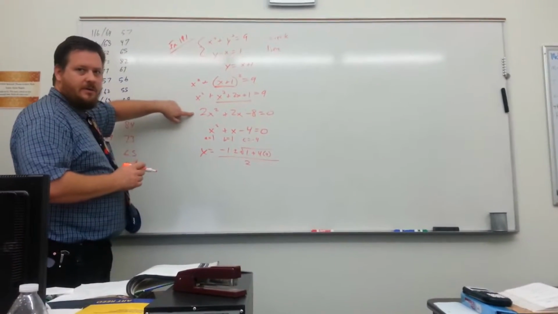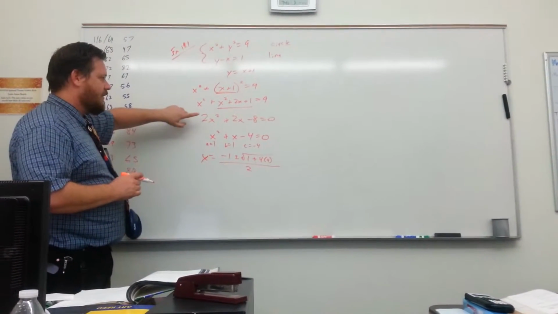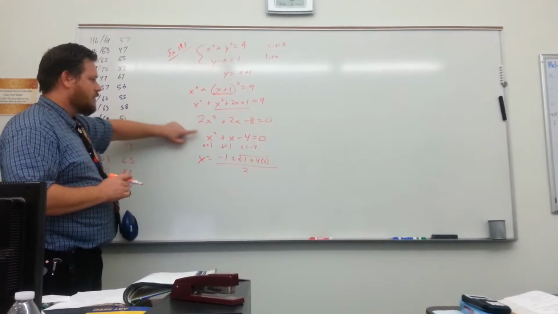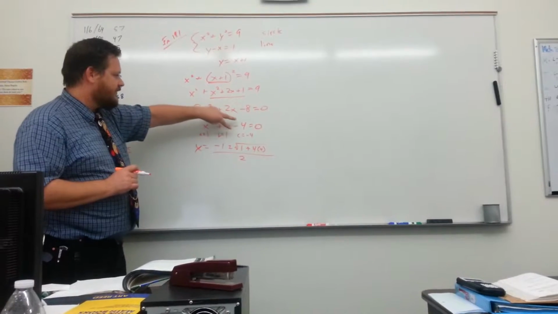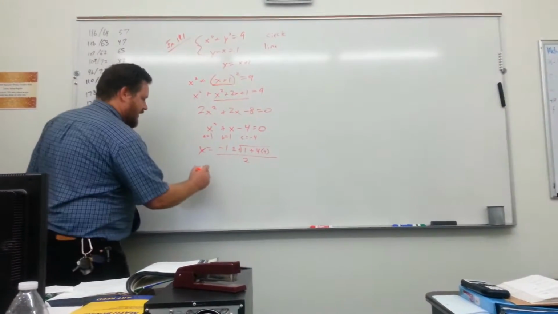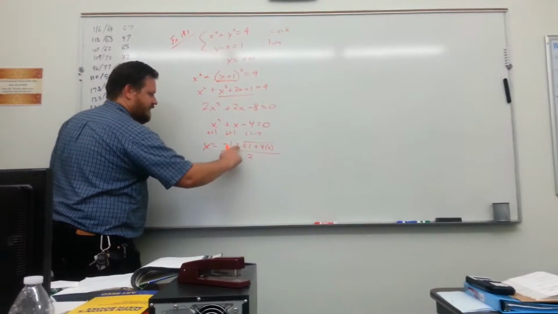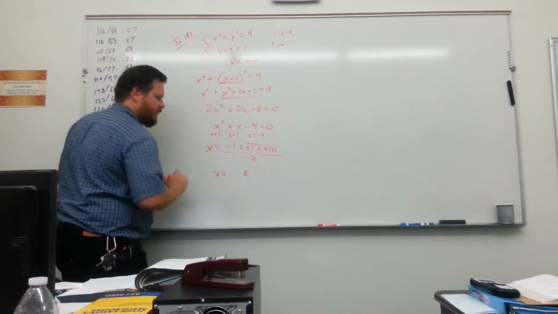So we got to here. In order to make it easier to work with, I would suggest dividing everything by 2, and then doing a quadratic formula. A of 1, B of 1, C of -4. Plug it in, and we simplify things.